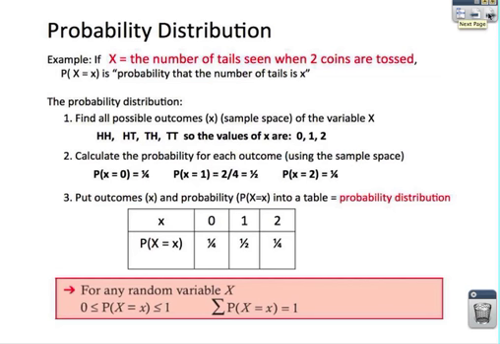So here's an example. We're going to let X, notice we use the capital letter X to denote the event, be the number of tails seen when 2 coins are tossed. And from the notation, the probability that X is equal to x is the probability the number of tails is, and then whatever number that is.